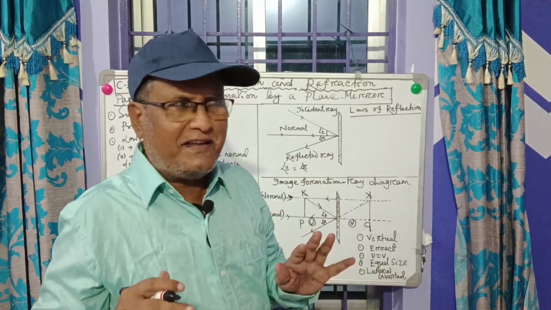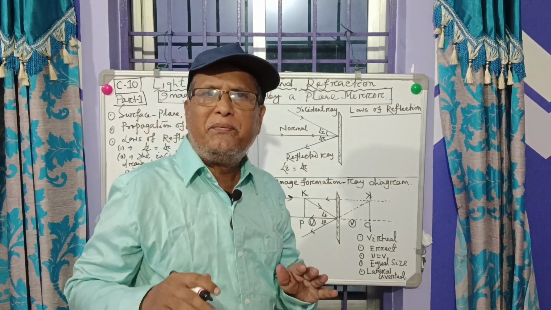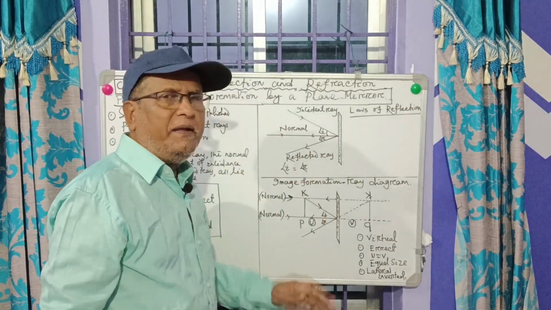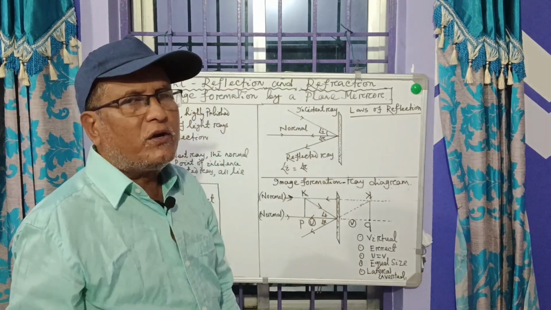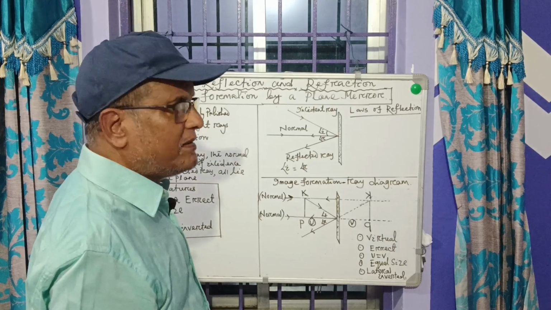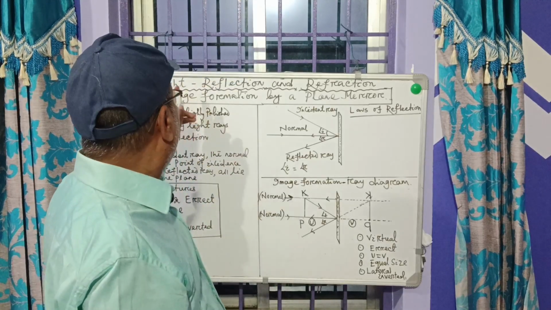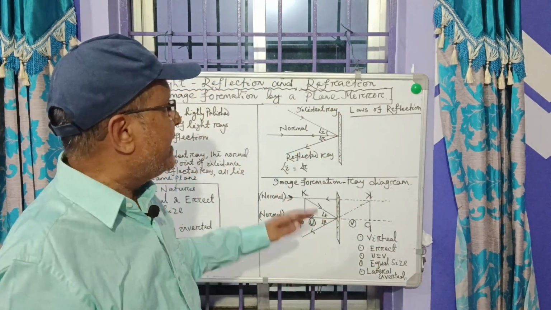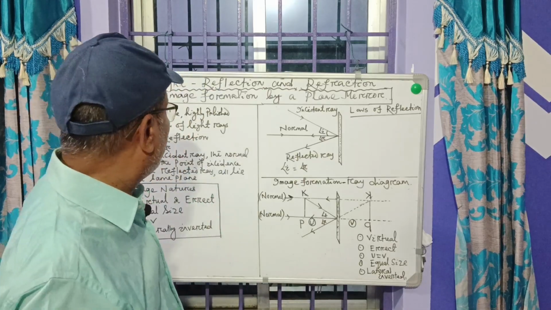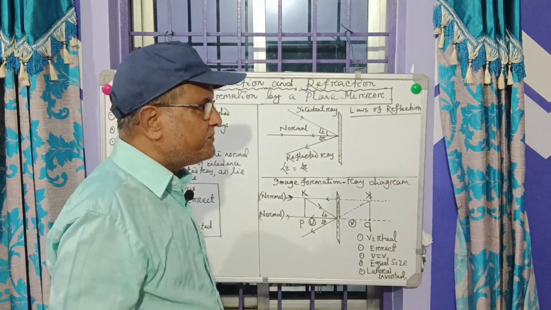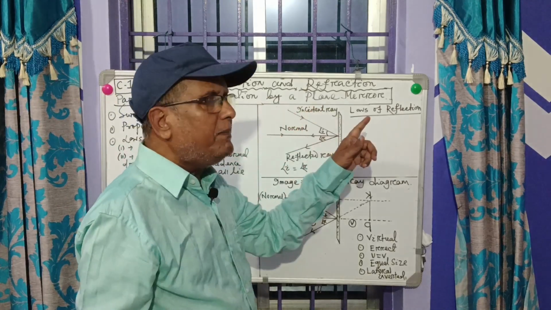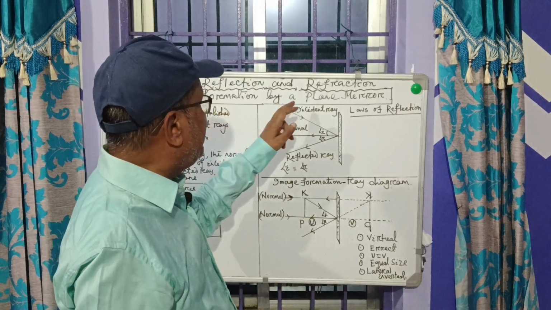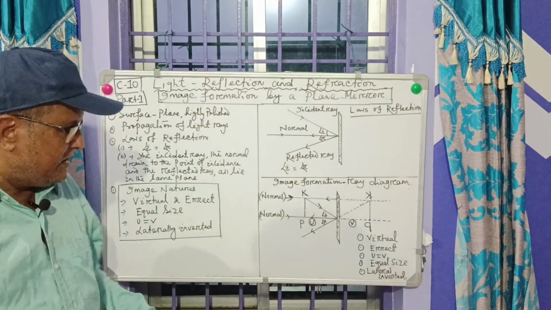My dear students of class 10, we have finished your chapter Chemical Reactions and Equations. Today we have taken a topic from chapter 10, part 1, Light, Reflection and Refraction. That's a topic from the physics portion of your textbook. Today we shall discuss image formation by a plane mirror. This is very important, please note it. Image formation by a plane mirror. Let's discuss.